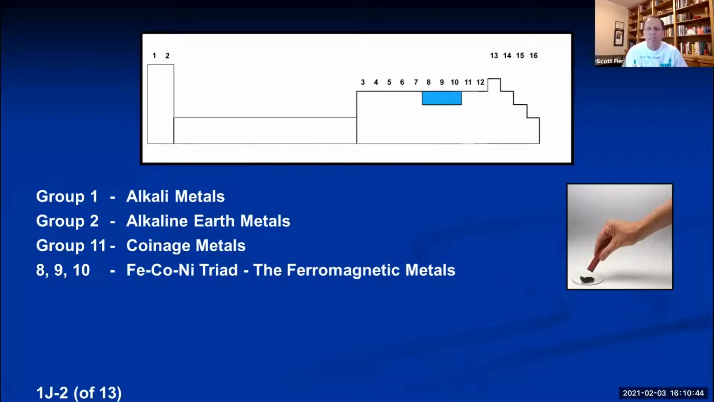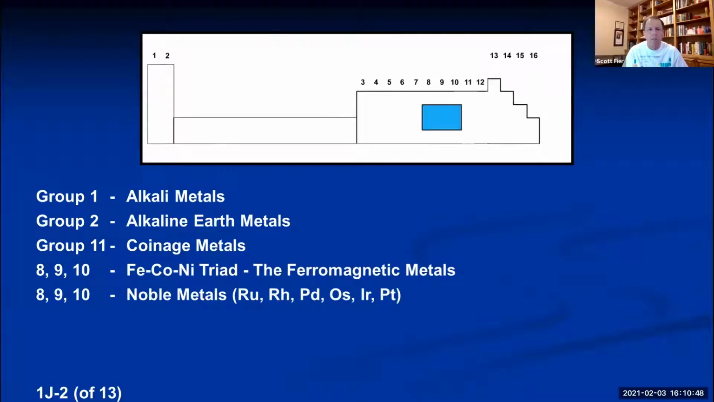The elements right below iron, cobalt, and nickel, and those would be ruthenium, rhodium, palladium, osmium, iridium, and platinum. These are called the noble metals. And you probably haven't heard of many of these except for maybe platinum. Platinum they make jewelry out of. Palladium they use to make white gold, actually. But all of these are very similar.